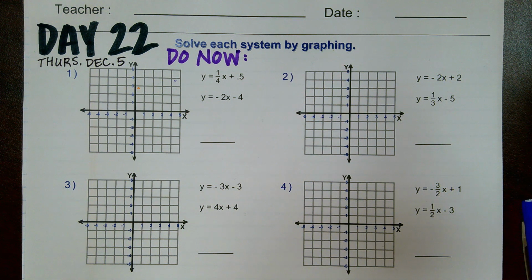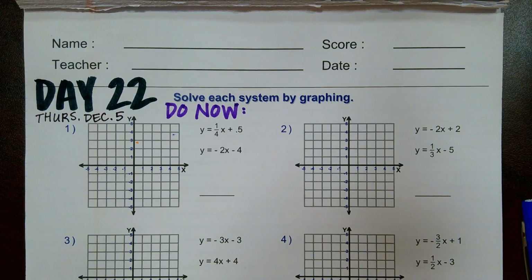22. 8 days left, guys. 8 days left. We're coming close to the end here. So we're looking at this worksheet. We've been graphing systems of equations. So let's go over some of these together.